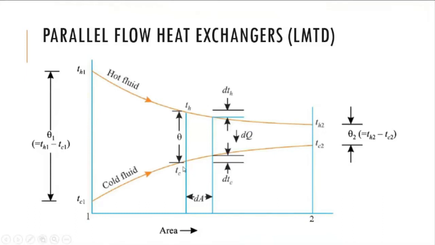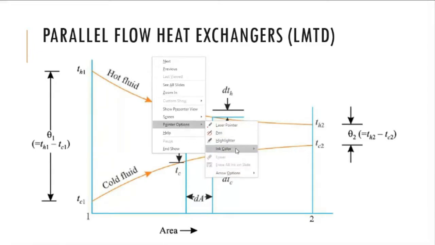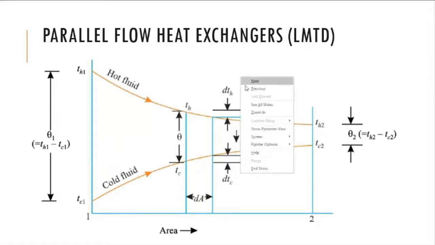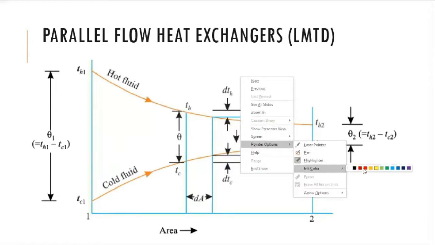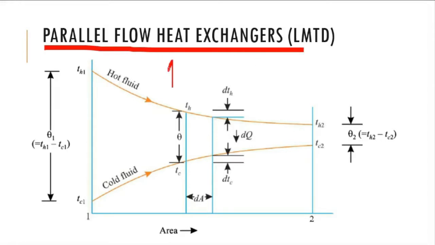So last class we saw the derivation for LMTD for parallel flow heat exchangers. Today we are going to see the same derivation for counter flow heat exchanger, and this derivation will be very similar to the previous one. Only a few minor changes will be there. We will see what those changes are. So from examination point of view, if you are preparing one of the derivations, the other one will be automatically done because all the steps are same. Only you need to make a few minor changes.